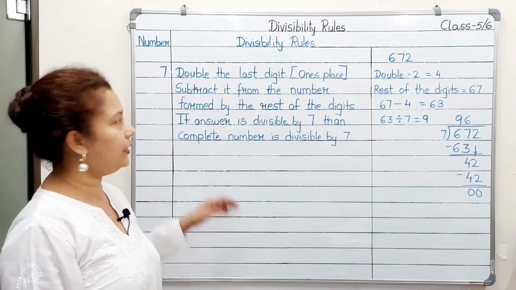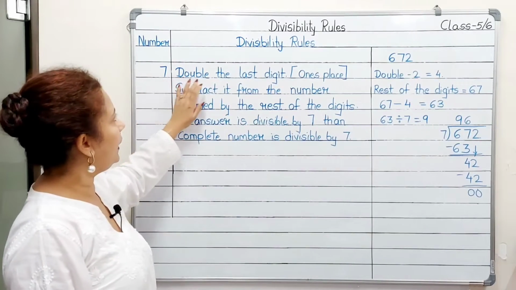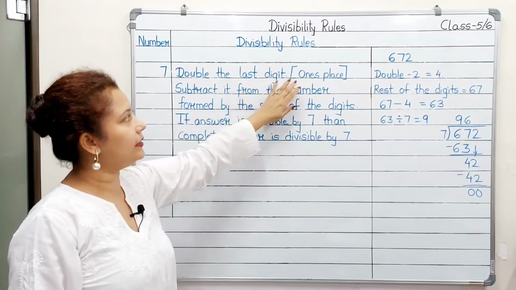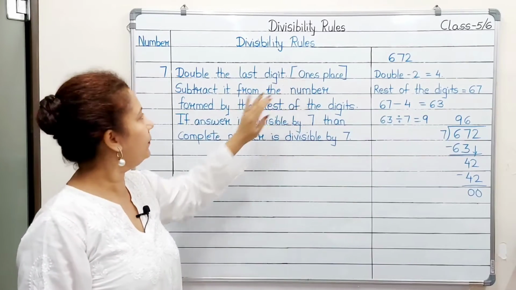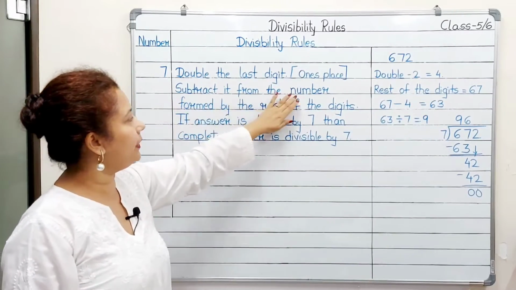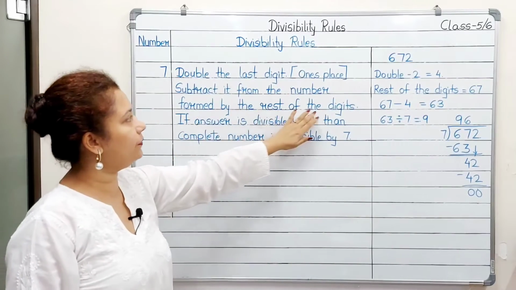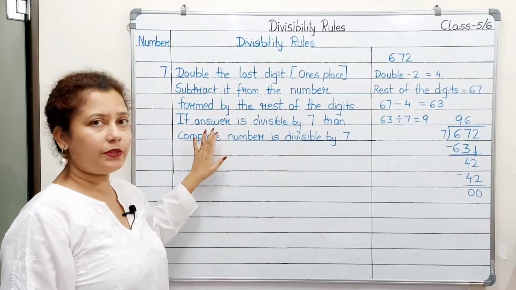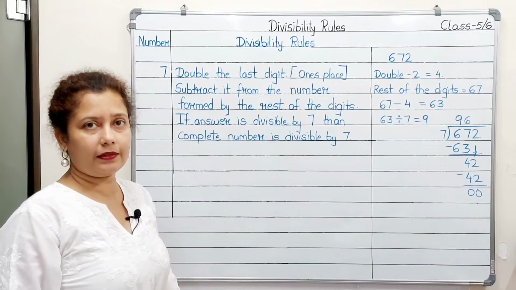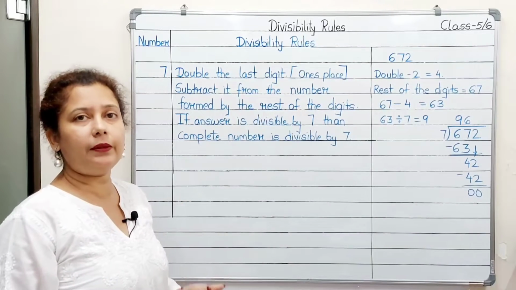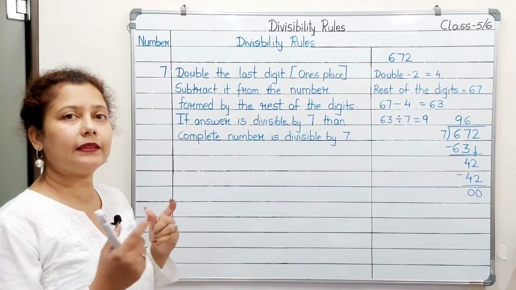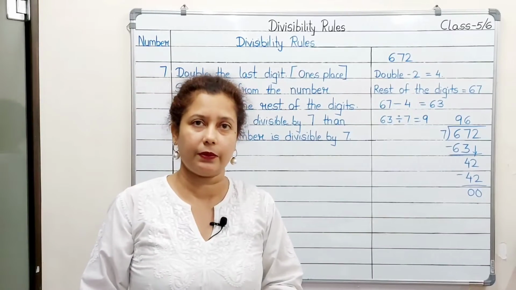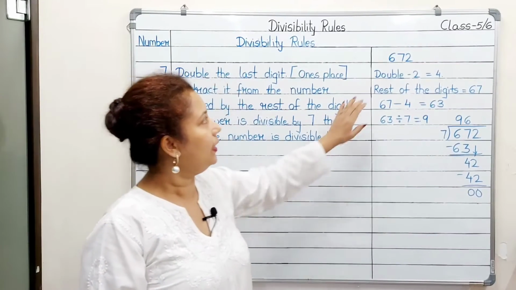Next is the divisibility rule of 7. Double the last digit, that is the digit at its ones place, then subtract it from the number formed by the rest of the digits. After subtracting, if the answer you get is divisible by 7, then the complete number is divisible by 7.